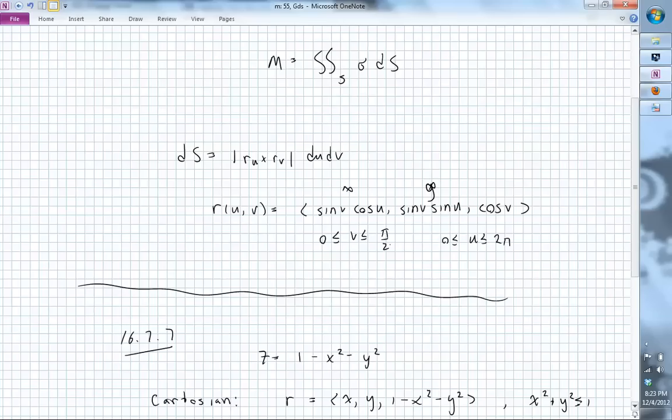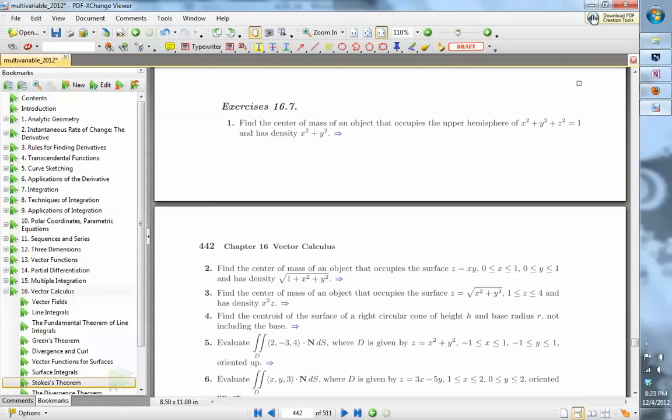Katie. So there's two formulas for surface area in this chapter. There's one that's just the magnitude of Rᵤ cross Rᵥ. Yes. And there's one that's the function times the magnitude. Yes. What's the difference when you use which?